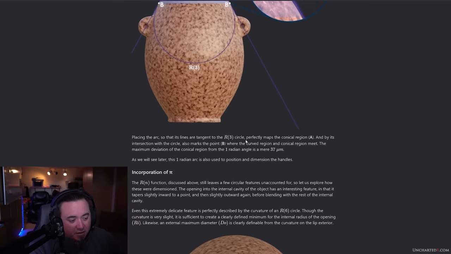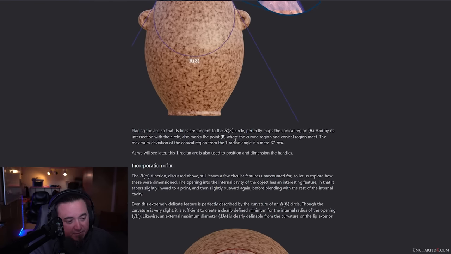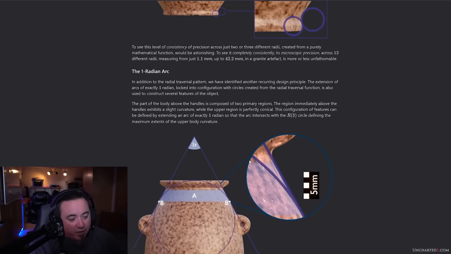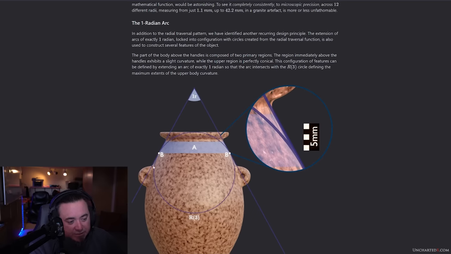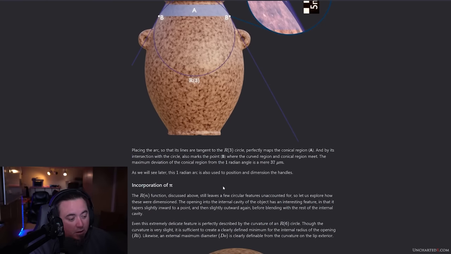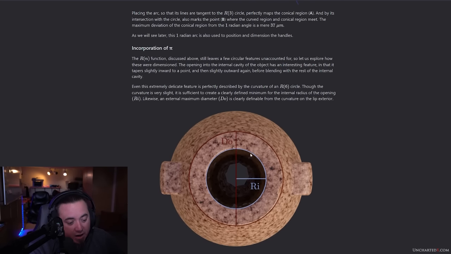That's pretty ridiculous. So you have the one radian arc also. The one radian arc, as a unit, is defined in a number of places on the vessel. So they're not just using this radial traversal function. They're also showing their understanding of a radian by defining it with, say, these straight lines here. You get a one radian arc. You get incorporation of pi and phi in these circles here.